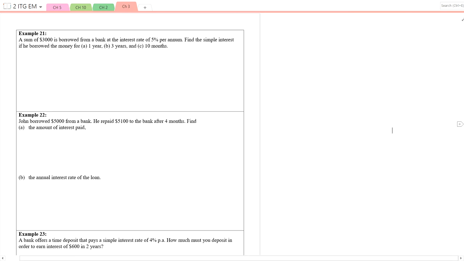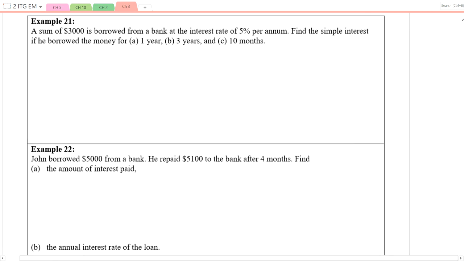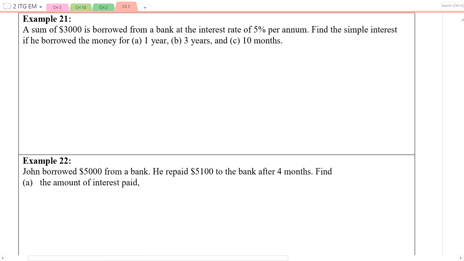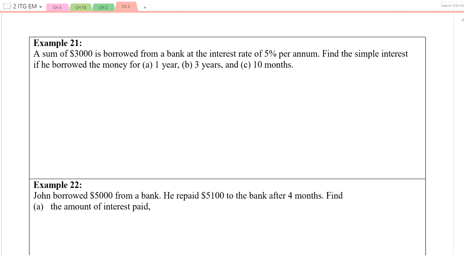And now the last page. A sum of $3,000, this is our principal. Interest rate 5%. Sorry, this is the rate, 5%. And per annum simply means per year. Find the simple interest if you borrowed for 1 year. So in this case, T equals to 1.